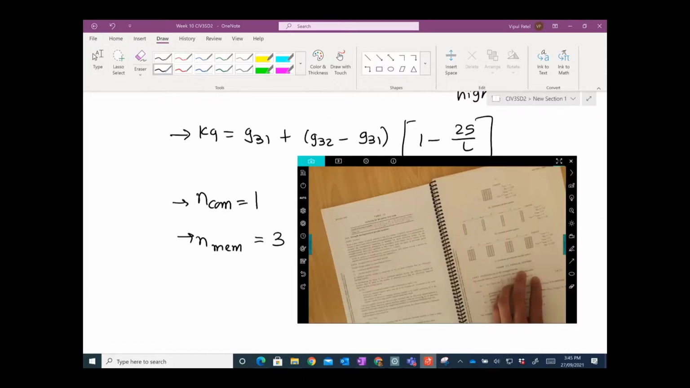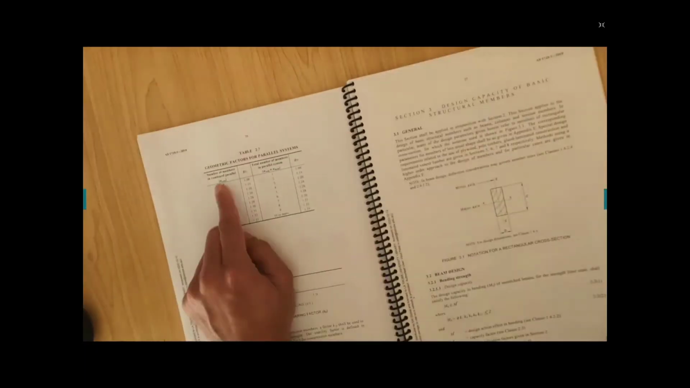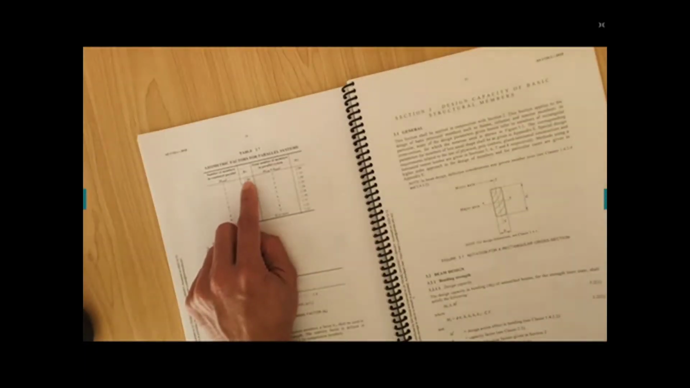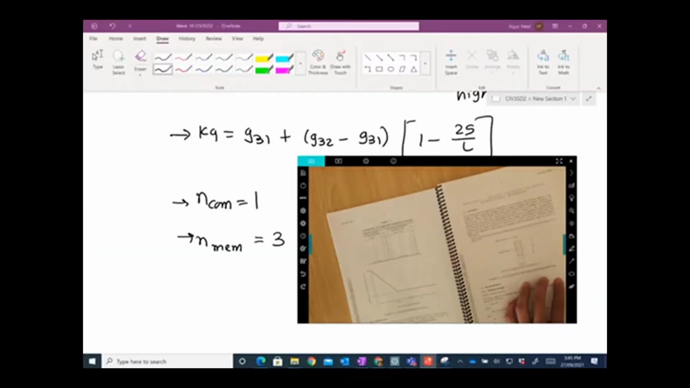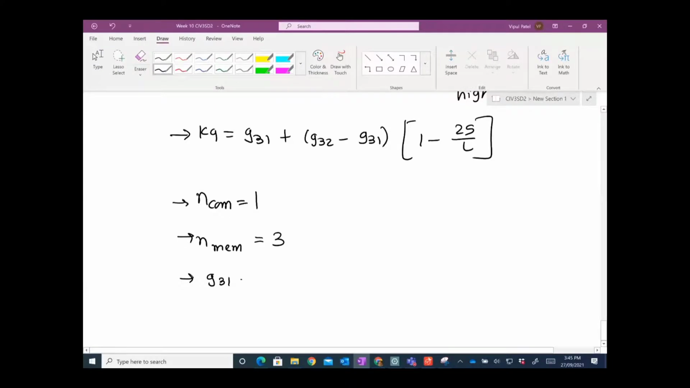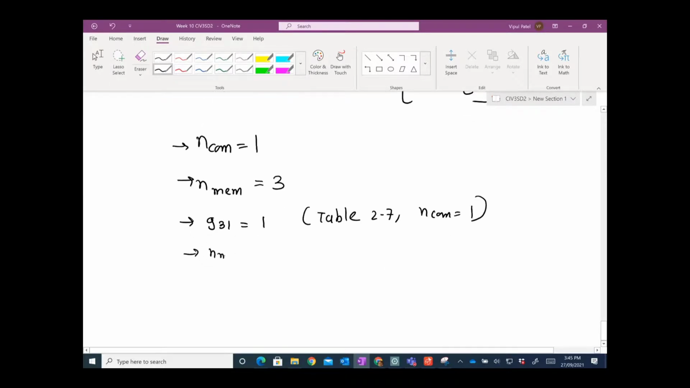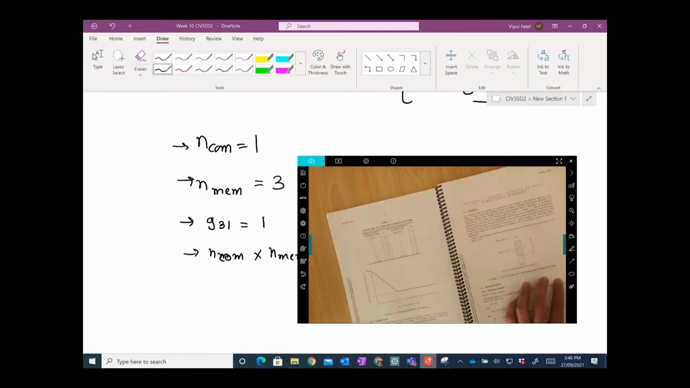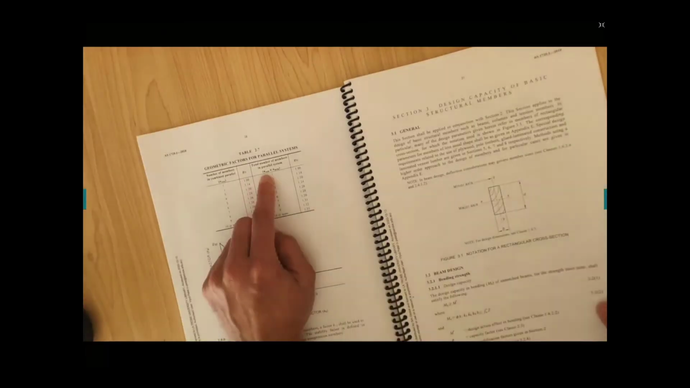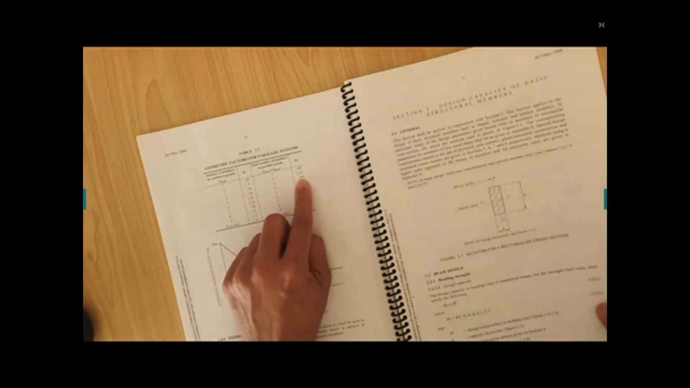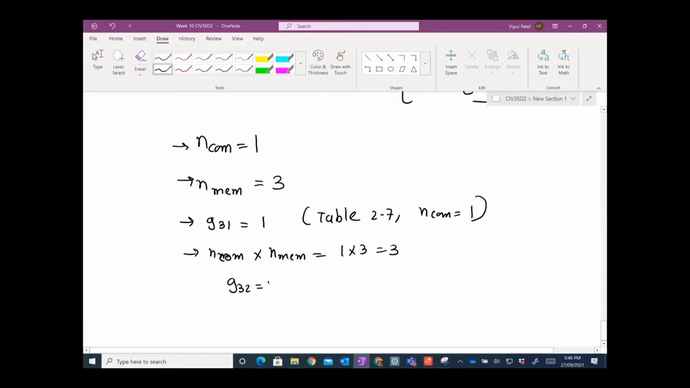So in that case, we can calculate n combinations. We have 1, so G31 equals 1, table 2.7, with n combination equal to 1. Then you calculate n combination times n member, 1 times 3 equals 3. So n combinations times n members is 3, and you have G32 equals 1.2.